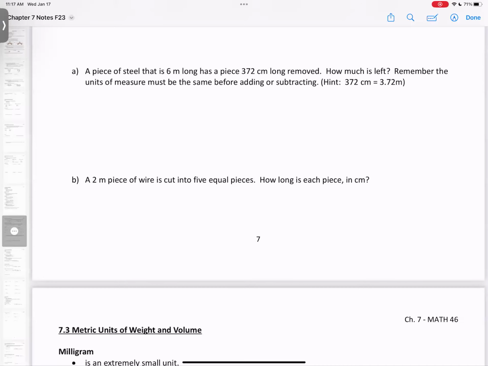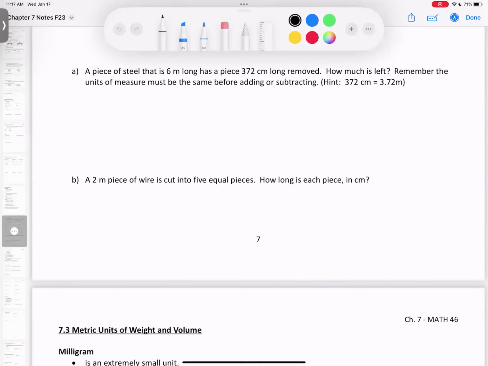All right, so let's finish off 7.2 with two application examples. In the first one, we have a piece of steel, which is 6 meters long. So let's draw that.